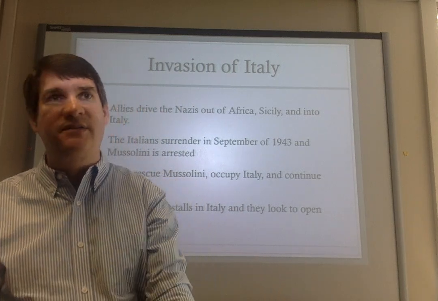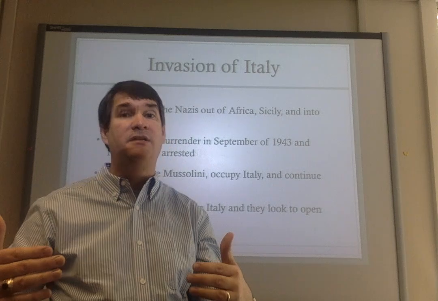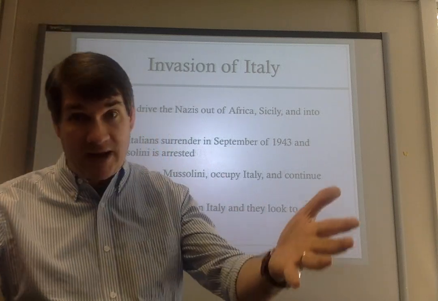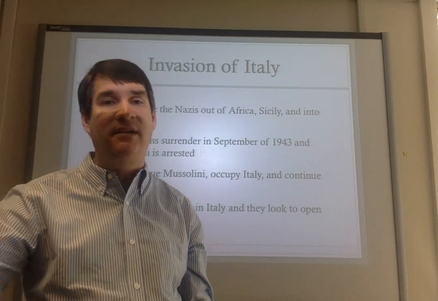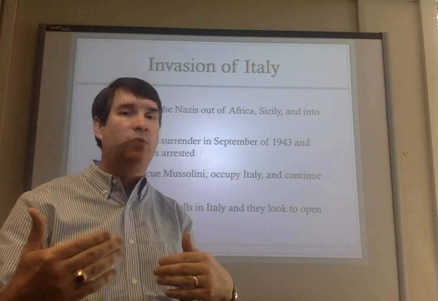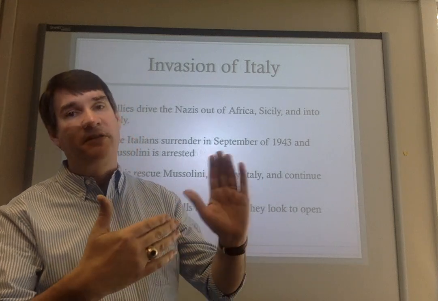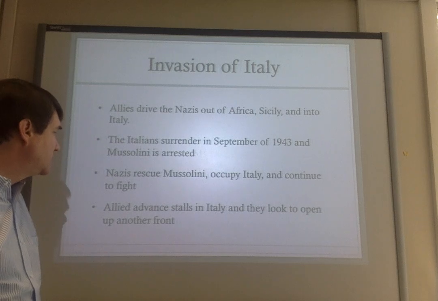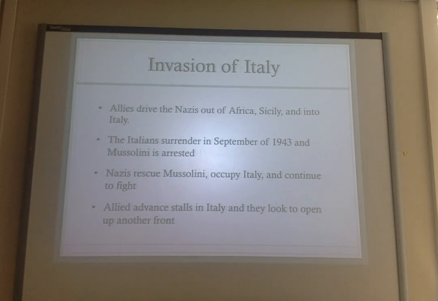And so what he does is he invades Italy with Nazis. He takes over the Italian peninsula. He rescues Mussolini and sets him back up in government. And even though the Italians have surrendered, now the Americans are fighting the Nazis in Italy. And that's why this is never really going to be successful in the Americans invading Germany from the south, right? So the Nazis rescue Mussolini, occupy Italy, and continue to fight. The Allied advance stalls in Italy, and they look to open up another front, right?